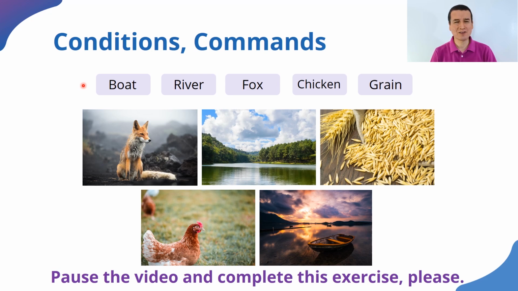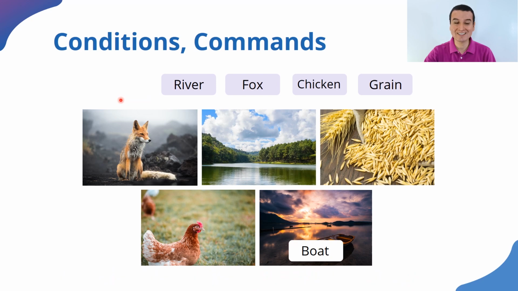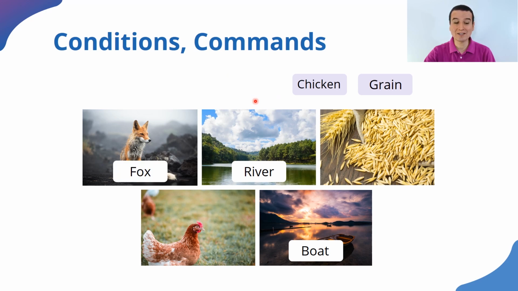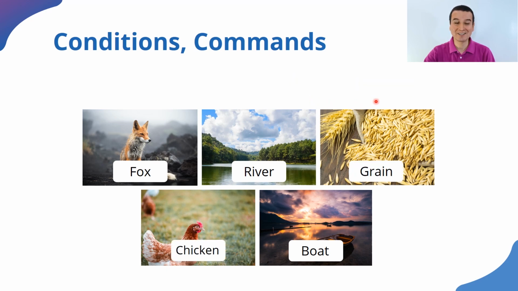All right, thank you very much for having completed that. So which one of these is the boat? Yes. Which is the river? Yes. Which is the fox? Yes, that's a beautiful fox. And what is the chicken? Yes. And the grain. Great. Grain. The grain is what the chicken would eat, right? Good. So that is just one example of grain in general.